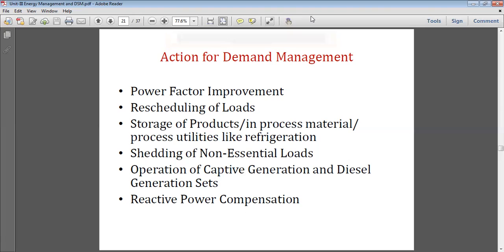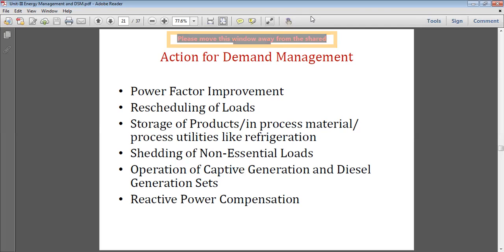Such demand controllers are available in the market. If you use a demand controller and its signal is given to the different MCCBs using shunt release coils, definitely we can reduce our maximum demand occurrence, and this is also one of the ways to reduce our maximum demand, that is nothing but demand management.